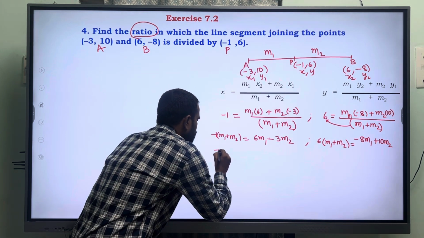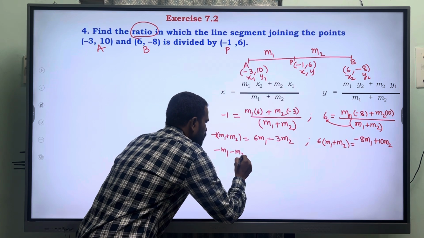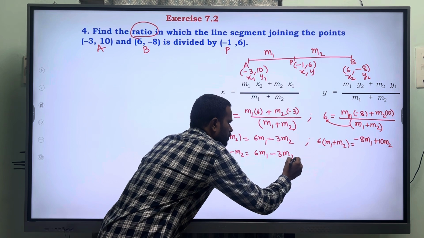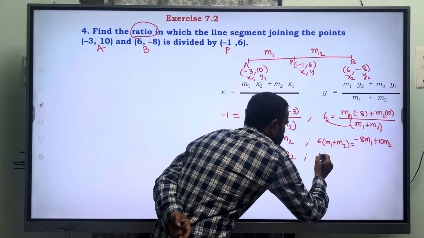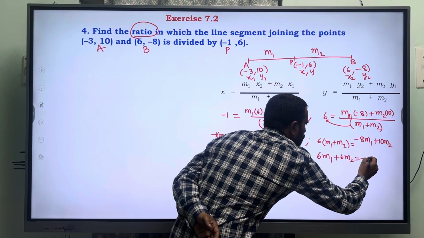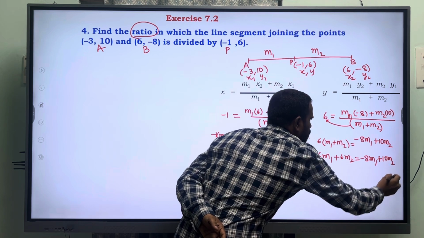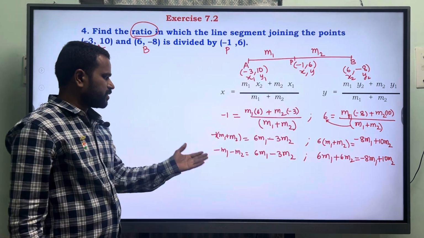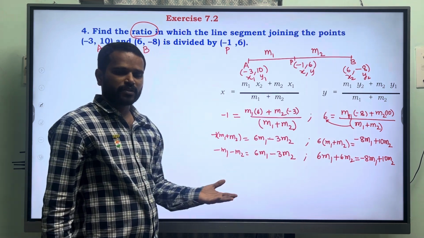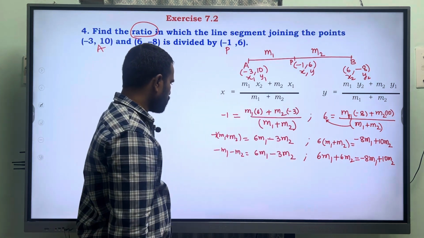So what will happen? This minus 1 into m1 is minus m1, minus 1 into m2 is minus m2, equal to 6m1 minus 3m2. So this becomes 6m1 plus 6m2 equal to minus 8m1 plus 10m2. We are going to solve this as two variables m1 and m2. Okay, we will get a pair of linear equations in two variables. That way we are going to solve this one.